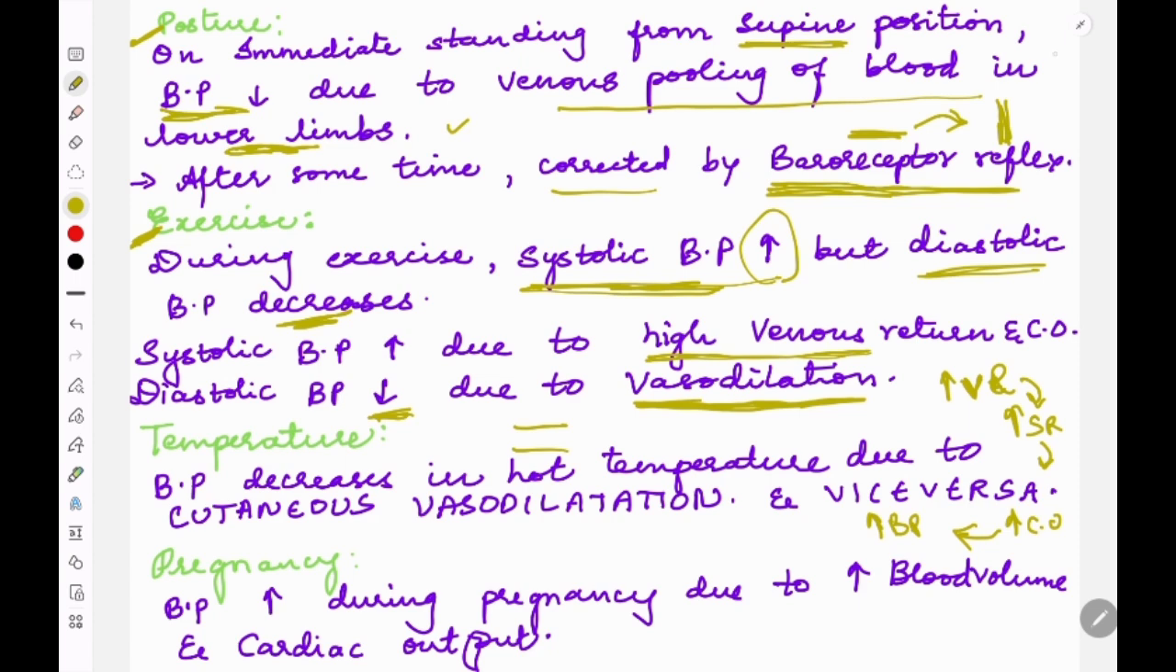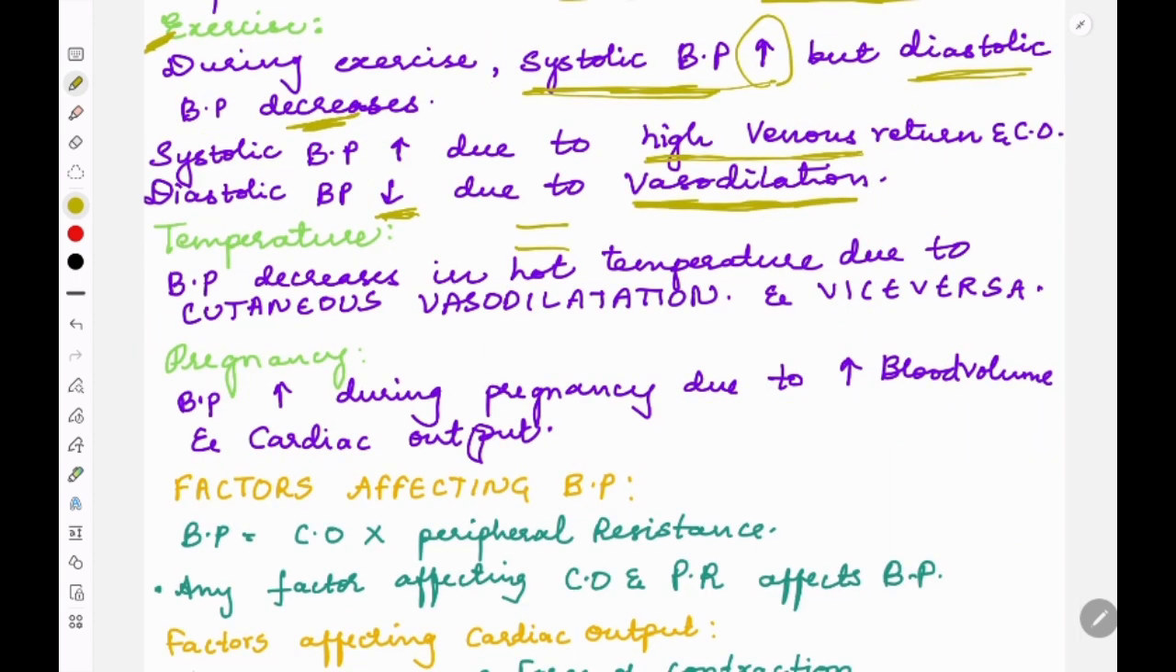Okay. The next one is temperature. We have partially discussed temperature already, but again, BP decreases in hot temperature due to cutaneous vasodilatation, as I have discussed above, and vice versa. Vice versa means BP increases in colder temperatures. Why? Because of vasoconstriction. In the colder temperatures the body tends to have more blood pressure with the help of vasoconstriction.